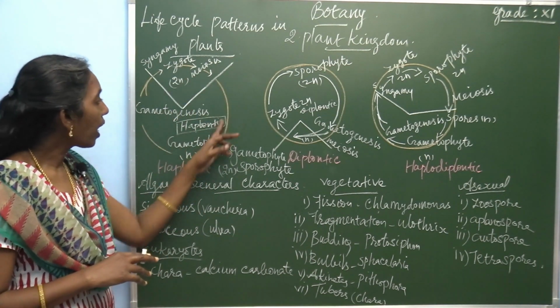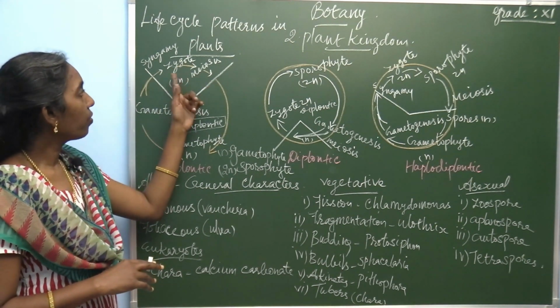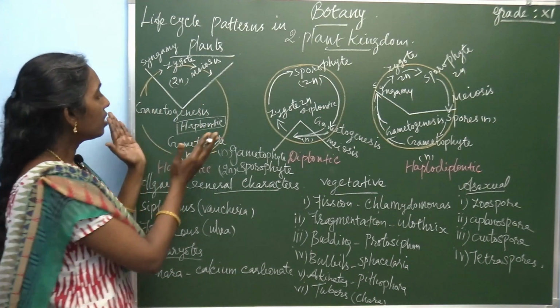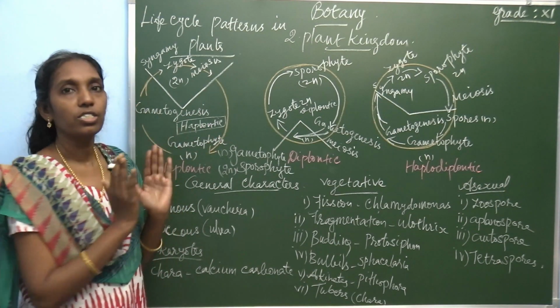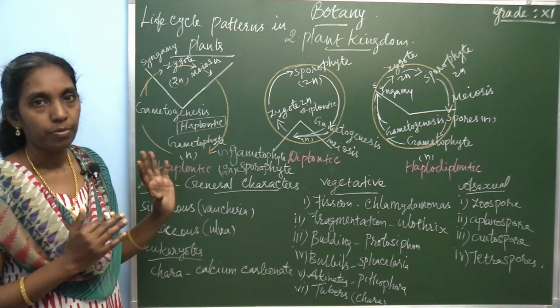So, this is the alternation of generation. This haploid phase alternates with the diploid phase. But in the haplontic phase, this haploid generation is dominant over the diploid. The diploid phase has a short lifetime.